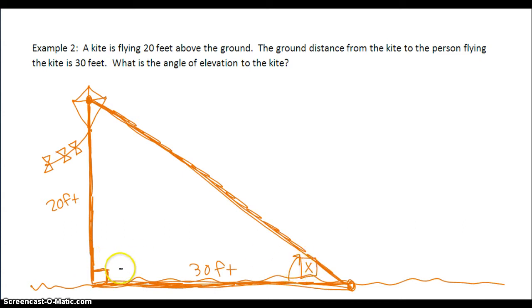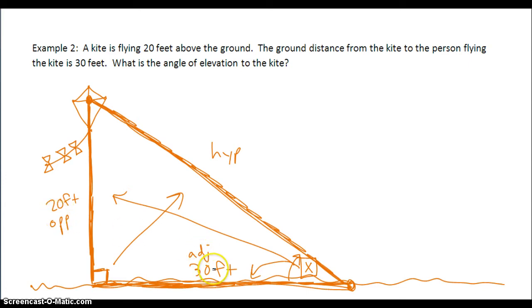And if I look, I have a right triangle. Hypotenuse, opposite, adjacent. Well, I know the opposite side and I know the adjacent side. So if I want to solve for x, if I want to solve for this angle, I'm going to want to use tangent. Tangent will be opposite over adjacent. So tangent of my angle equals opposite over adjacent.